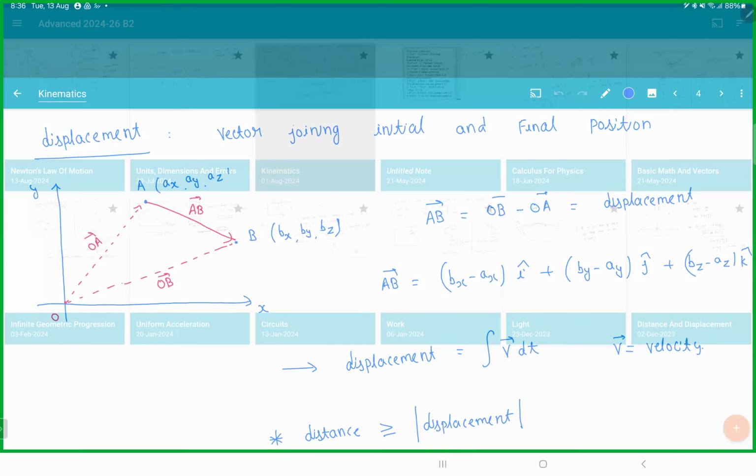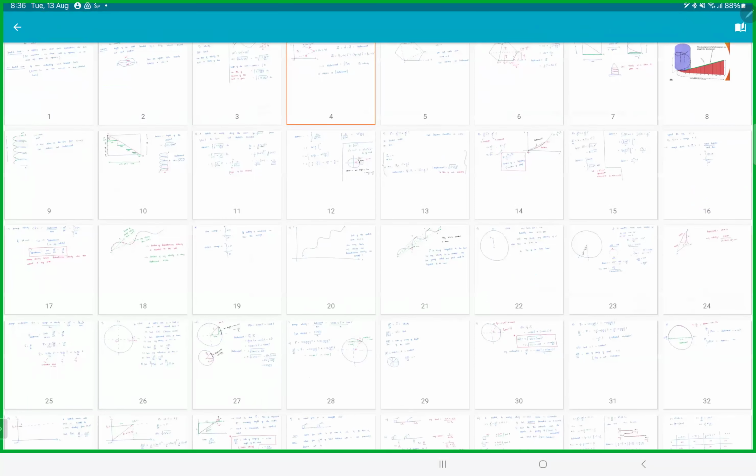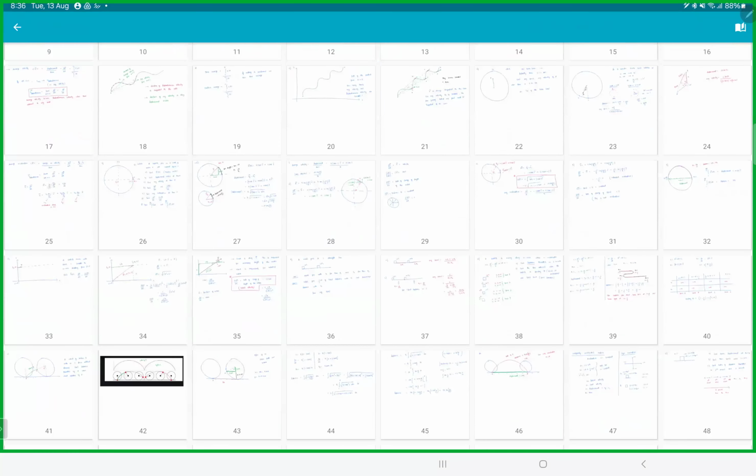So that's what happens when you don't revise the notes. Everything that you learn will keep popping up. You will slow down because you're bad at revising the notes.